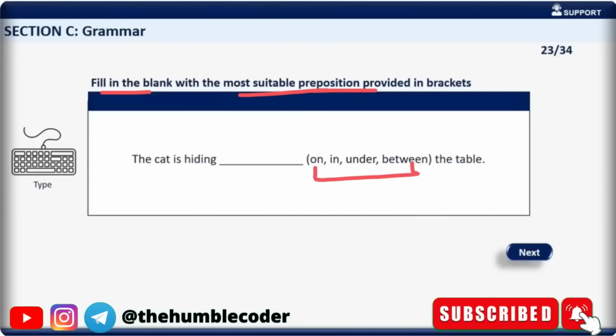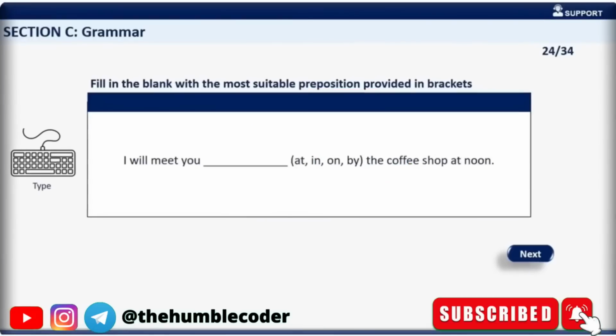So we have to select the most suitable preposition that will fit in this blank. So the first question is, the cat is hiding dash the table. The options are on, in, under, between. The correct answer is going to be under. The cat is hiding under the table. Moving on to the next question. I will meet you dash the coffee shop at noon. The options that we have are at, in, on or by. The correct answer in this case is going to be: I will meet you at the coffee shop at noon.